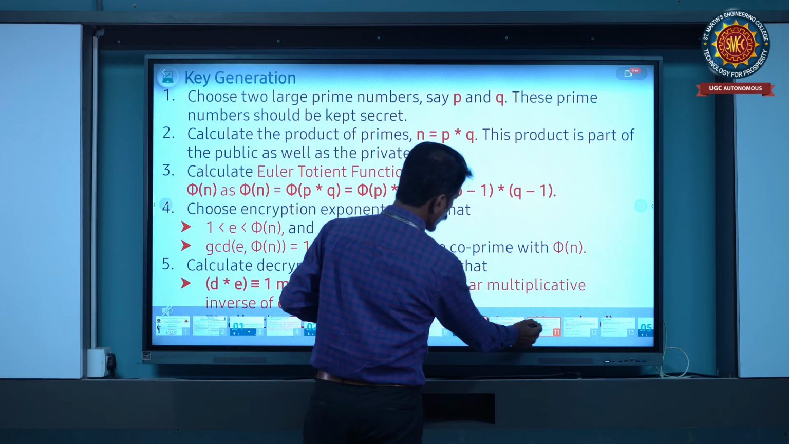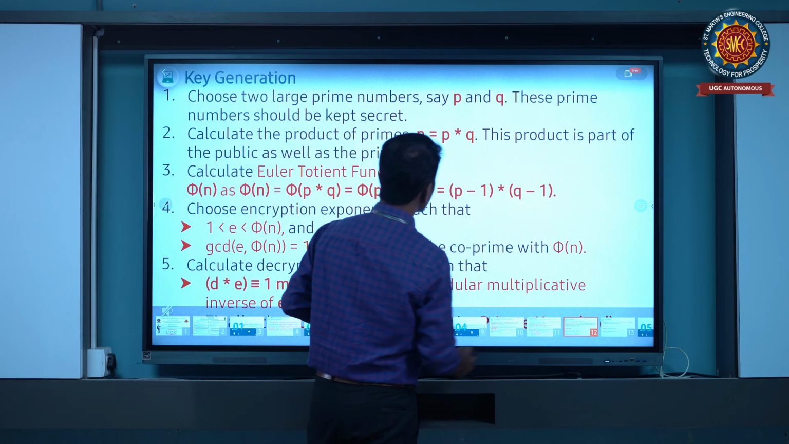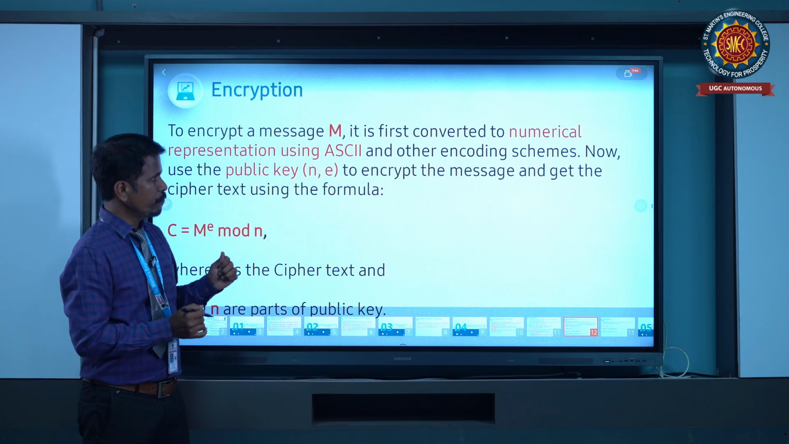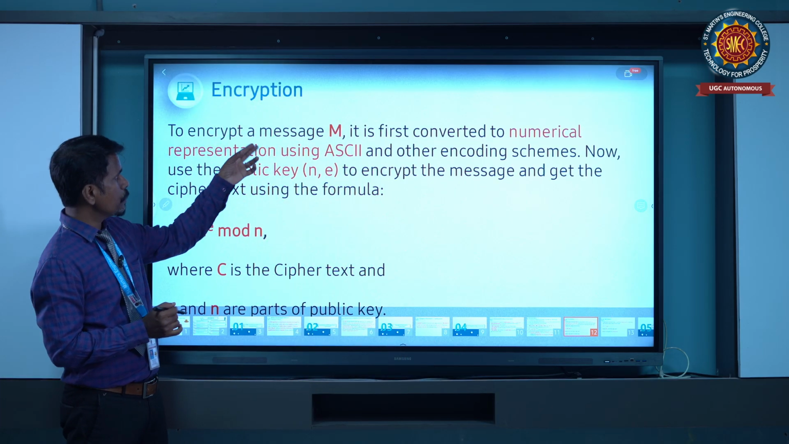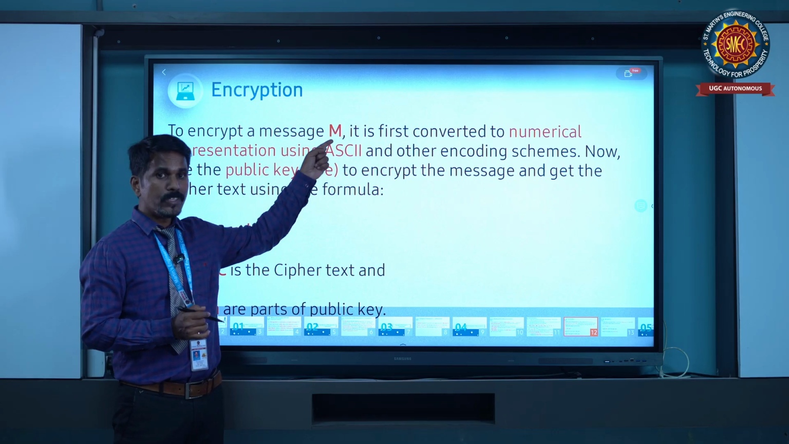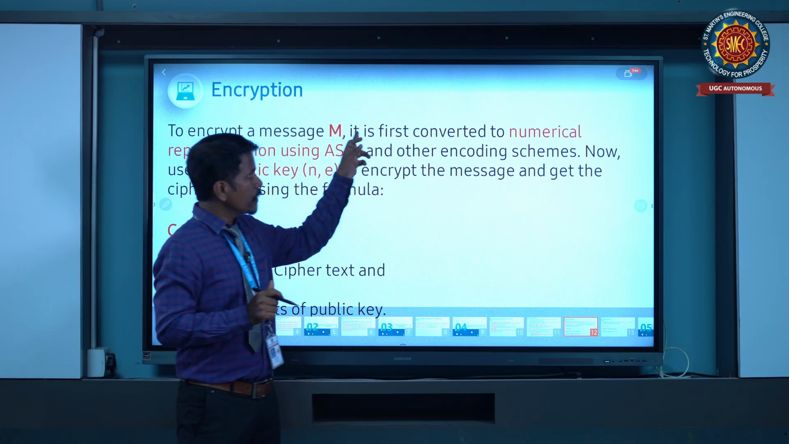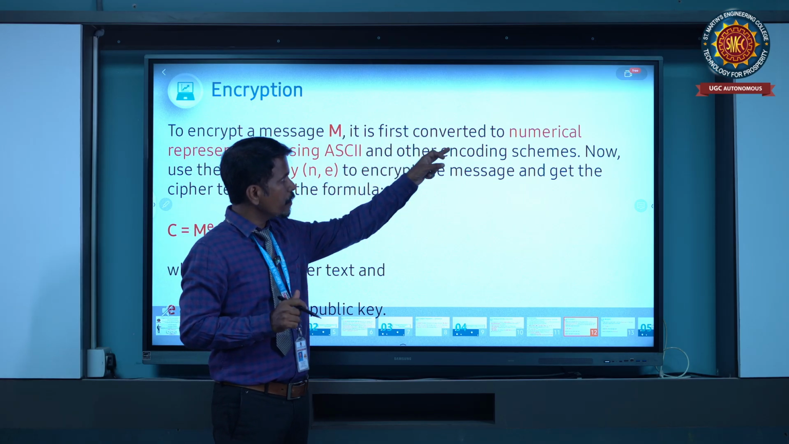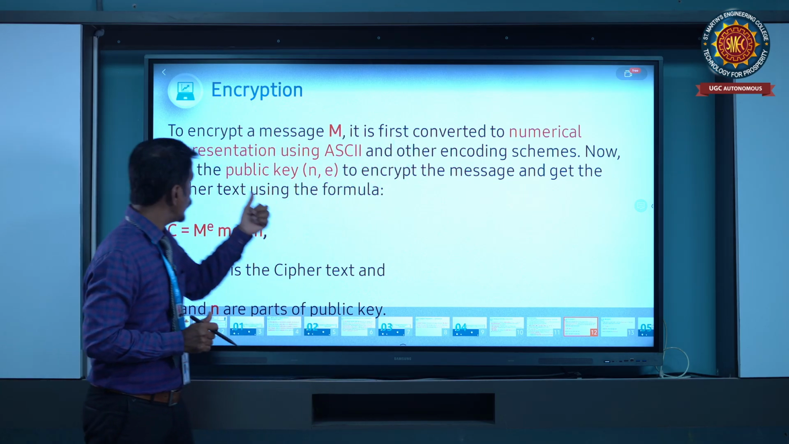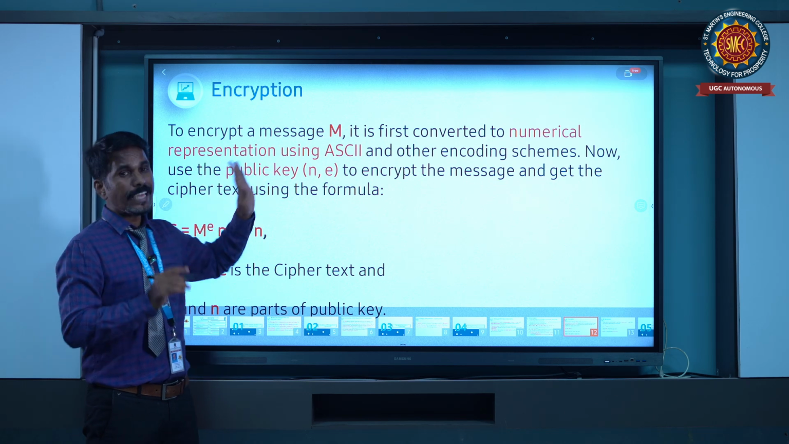Next we go to encryption. For encryption we have an equation. This is the encryption process. M denotes the message, another name for which is plain text. Your message is first converted to a numerical representation using ASCII values.